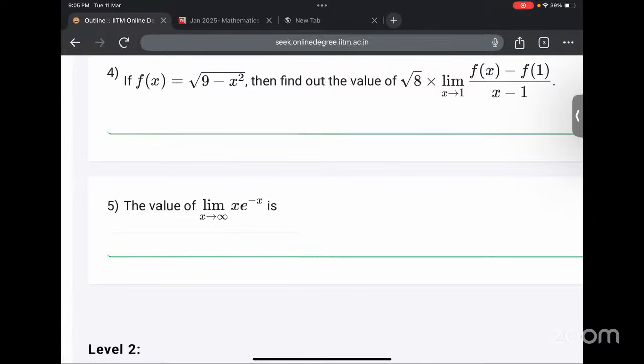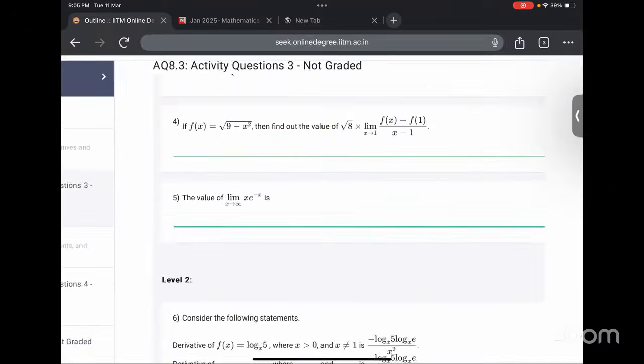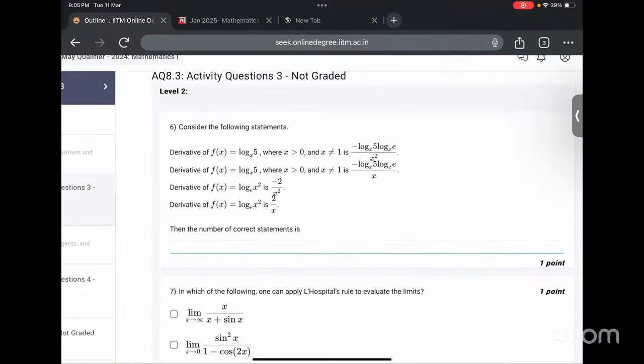Can you express it in 0 by 0 form? x by e to the power of x will be infinity by infinity form. If you put infinity into x, it will become infinity. So we get infinity by infinity. Then we will apply L'Hopital rule. So what will we get? It will be 1 by e to the power of x. Then we will put the value, then we will get 1 over infinity. That means 0 is the answer, right? 1 over infinity is 0. Okay. So you can do it, right?